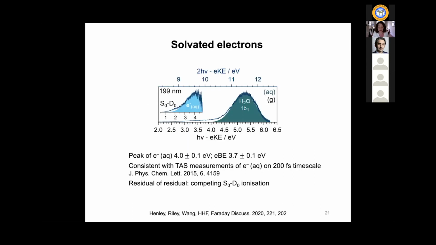At 200 nanometers, higher in photon energy, when we excited the second pi star state of phenol, we see predominantly a spectrum of water because we're above the ionization limit of water, but we see this residual over here. If we look at this residual more closely, we see a peak around 4 eV, and if we account for inelastic scattering, this is 3.7 eV, so we attribute this to the solvated electron, which is analogous to the transient absorption spectroscopy measurements carried out by Steve Bradford and his group.